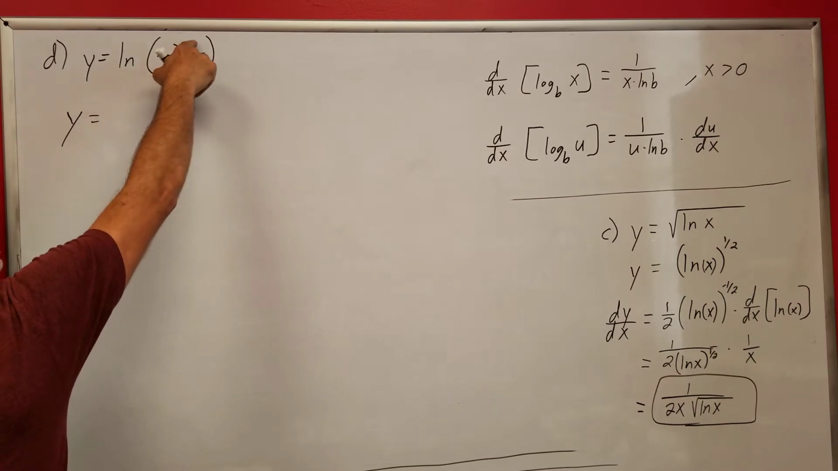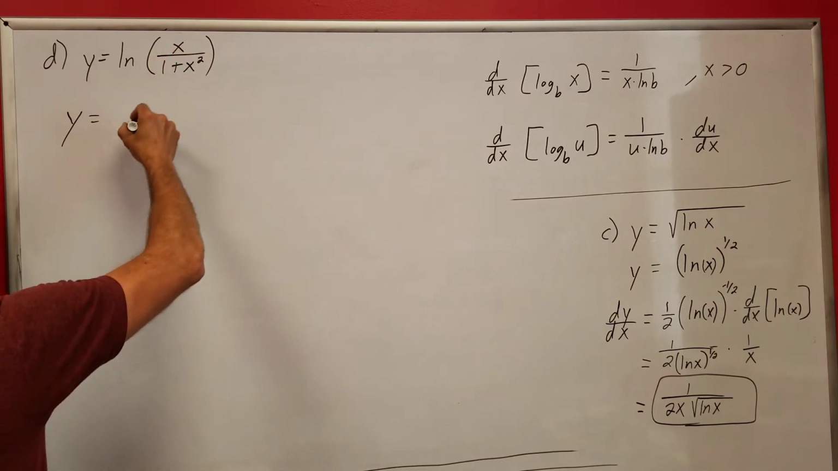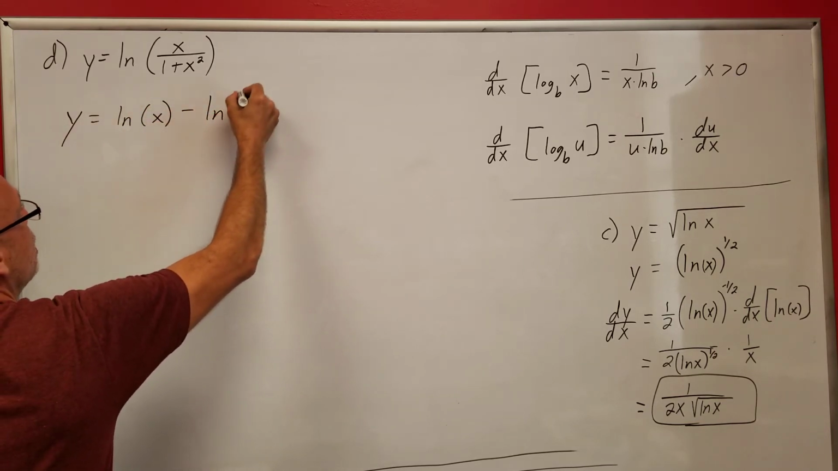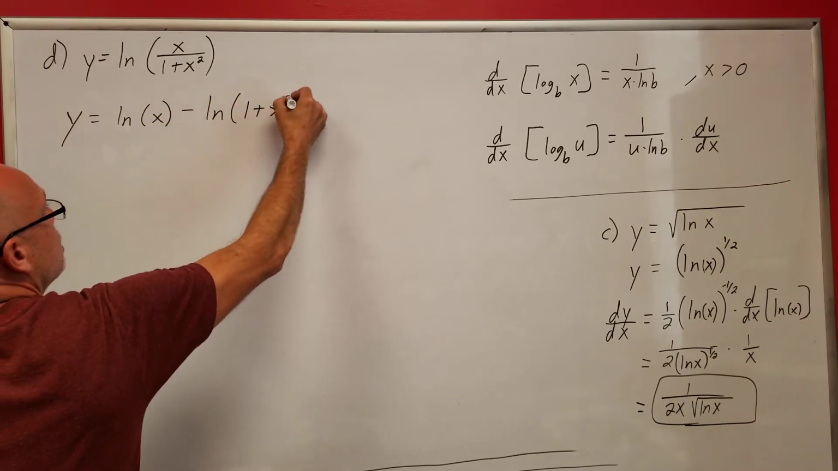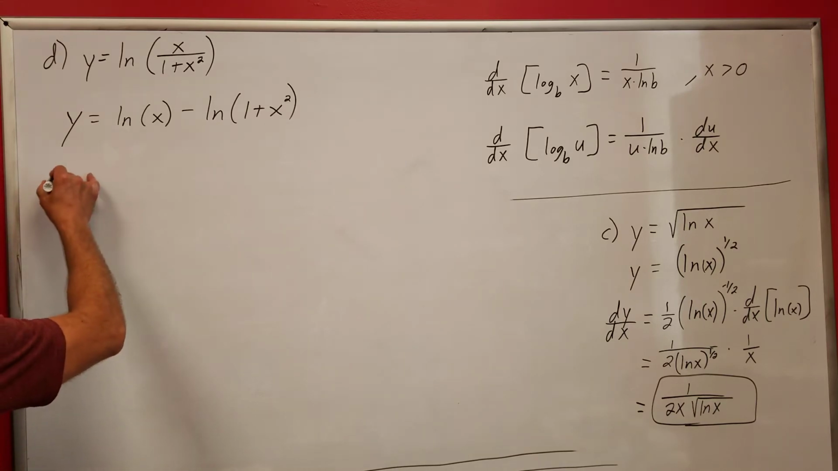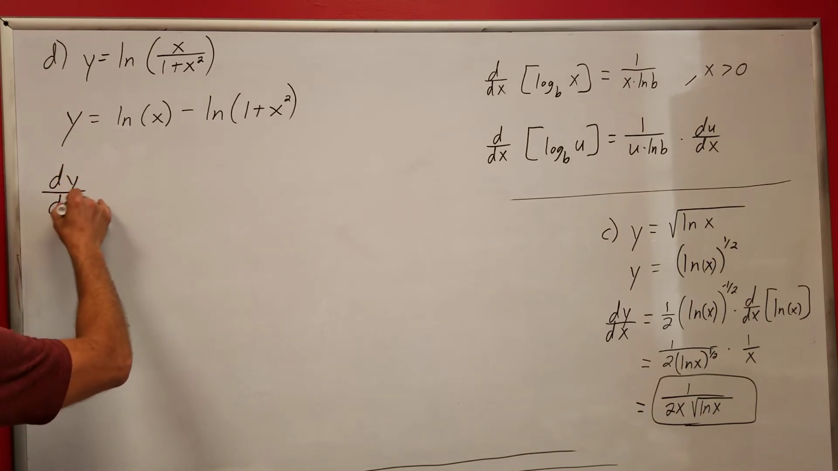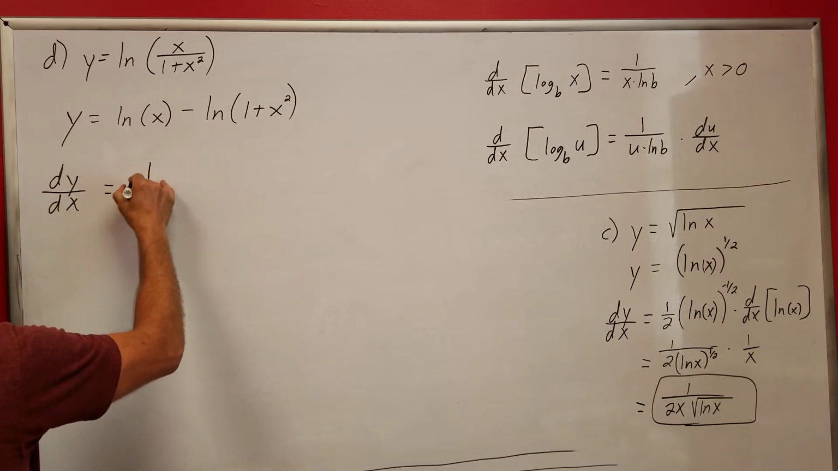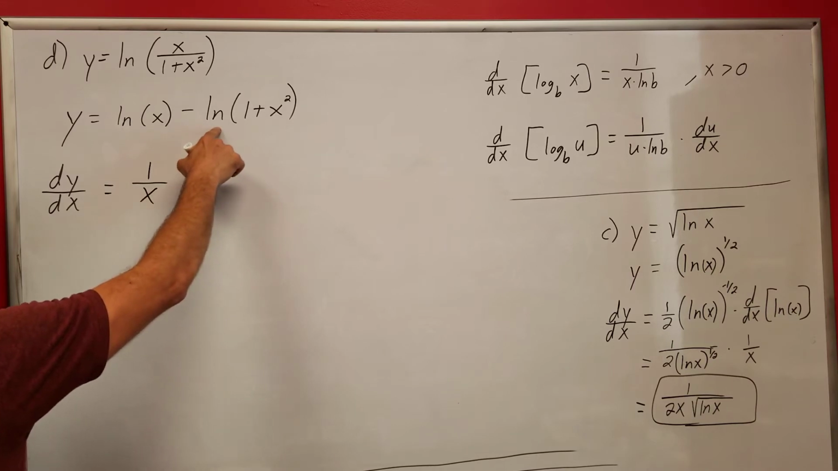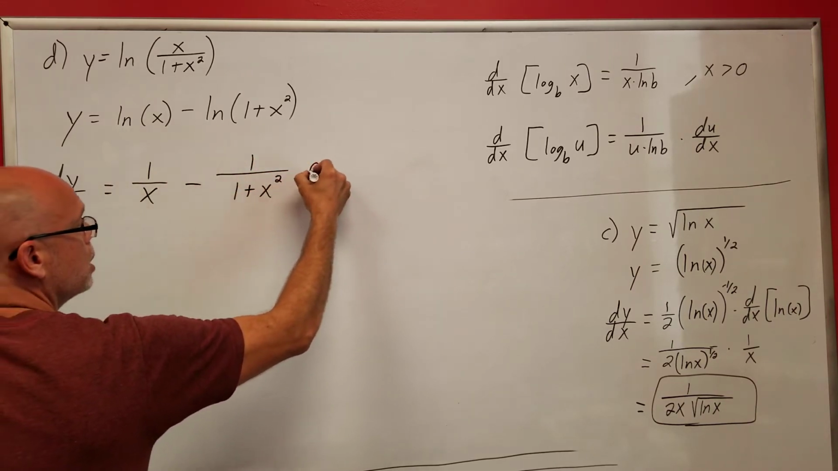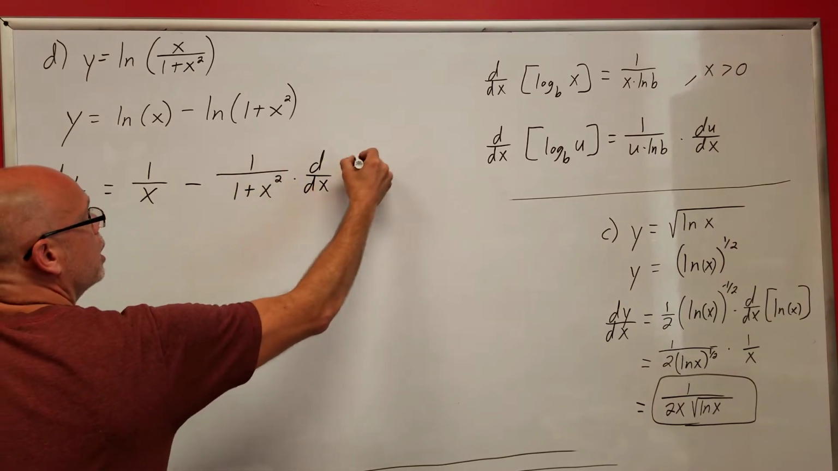What do I do with the natural log of a quotient? I rewrite that as the natural log of the numerator minus the natural log of the denominator. That's just using the properties of logarithms. Now let's take our derivative. dy over dx. Derivative of natural log of x will be 1 over x minus the derivative of this, which is 1 over the argument times the derivative of the argument.